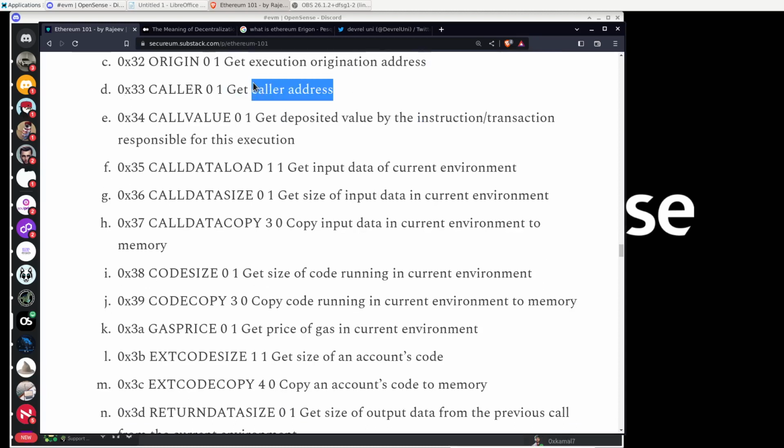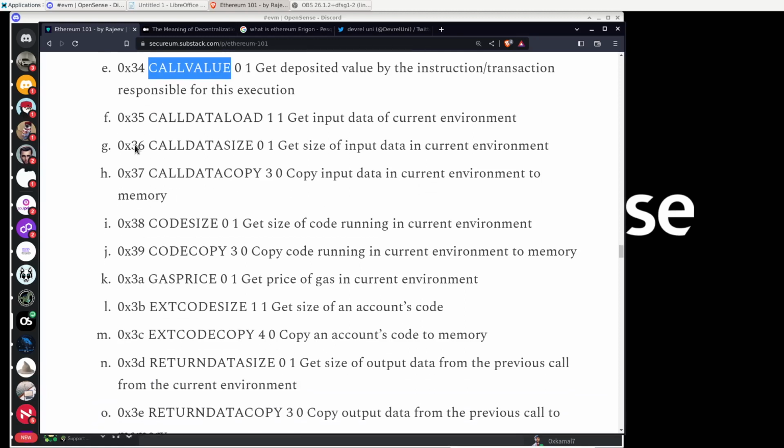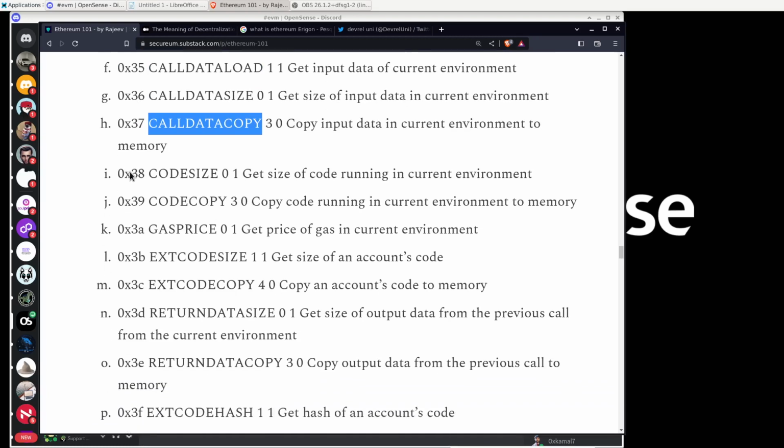0x33 gets the caller address. The caller could be a contract. 0x34 call value gets deposited value by the instruction. So this is msg.value that we're talking about here. 0x35 call data load gets input data of the current environment. 0x36 call data size gets the size of the input data of the current environment. So loading the payload, seeing the payload size, and copying the payload into memory. Okay, so 0x35, 36, and 37.